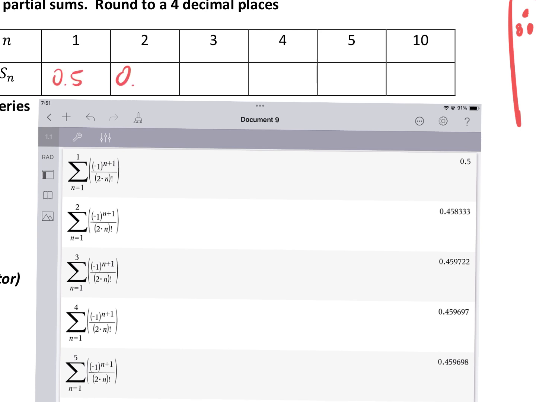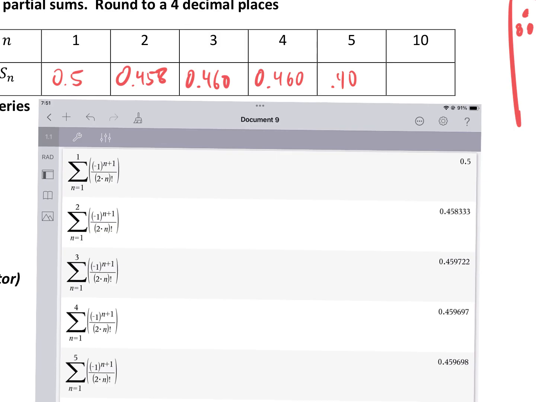So using decimals, we get 0.5. Let's go 3 decimal places. We get 0.458, we get 0.460, and 0.4 6 looks like 0.460 again. Oh, look at that. 0.459722, 0.459697, 0.45968. All right. So they're all going to about 0.460.